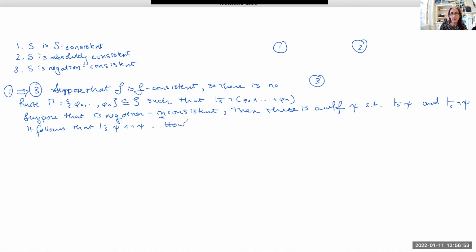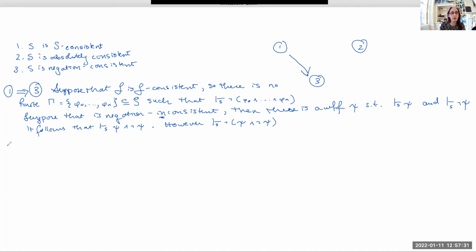However, because S is built on propositional logic, it can prove every substitution instance of every propositional tautology, including this one. But psi and not psi were both theorems of S, so they are within S, and we can prove not the conjunction of both of them. So in fact, this means that if it is negation inconsistent, it is also S inconsistent. That gives us an implication from S consistency to negation consistency.